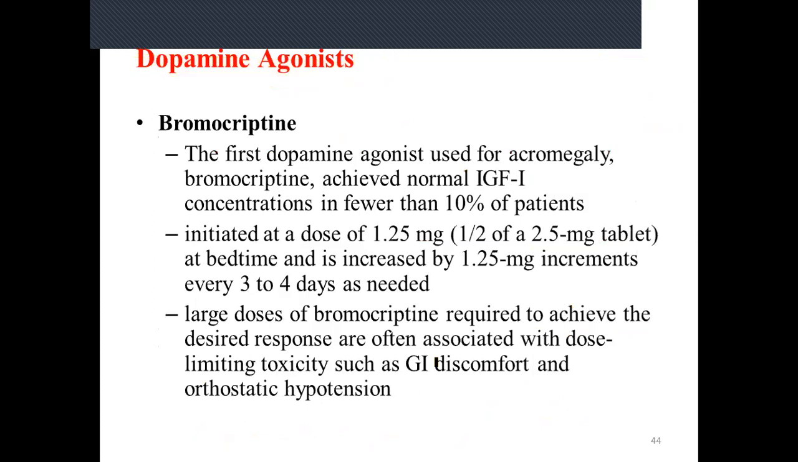So for dopamine agonists, bromocriptine is widely available in the local market. This is the most commonly available drug that can be used. The initial dose is mostly 1.25 milligrams. That is the most common initial dose we are going to use for this patient, and it should be given at bedtime. So why is it given at bedtime?